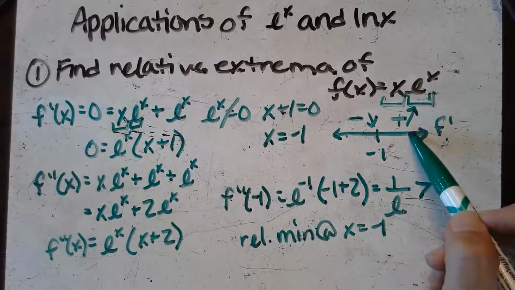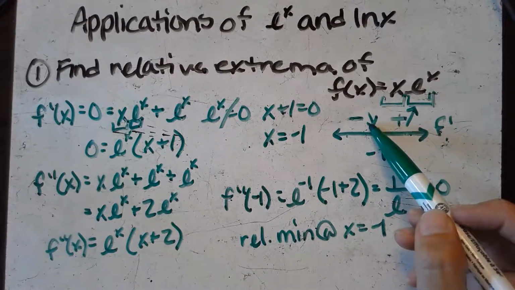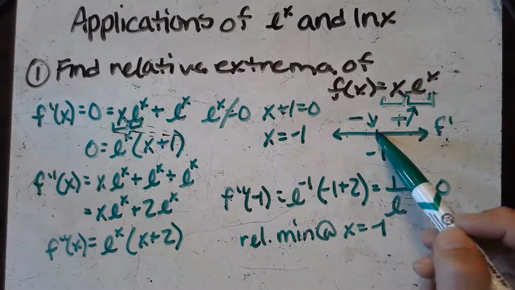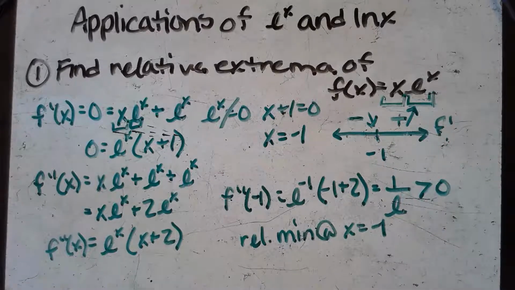However, if you do it this way, again, they don't grade this. So what you would have to explain is that it's decreasing on the interval from negative infinity to negative 1, and then it's increasing from negative 1 to infinity. Otherwise, this is enough to say why this is a min using that mathematical approach.